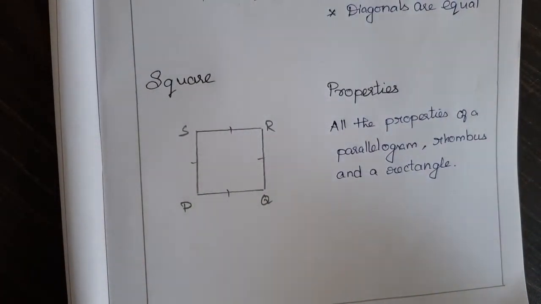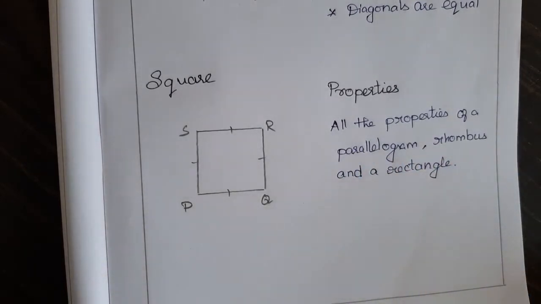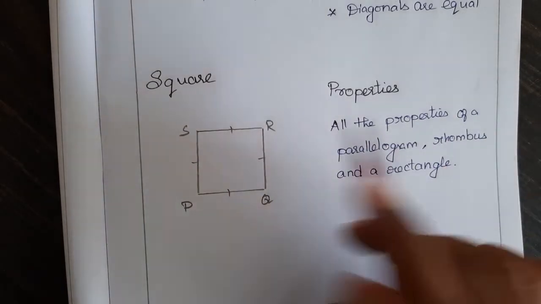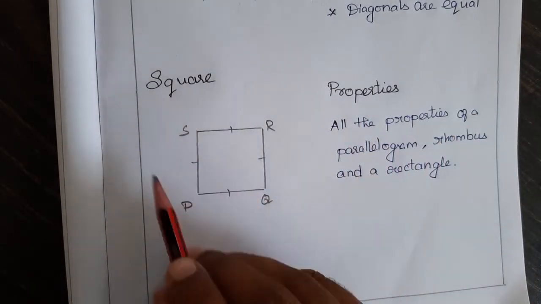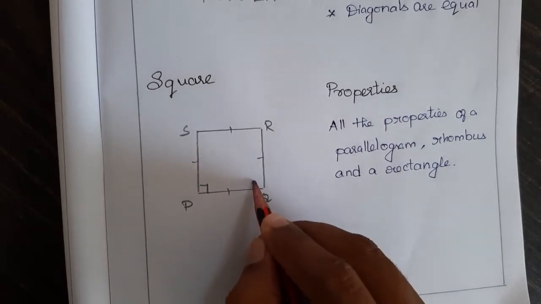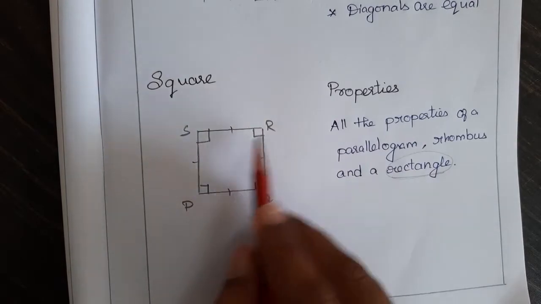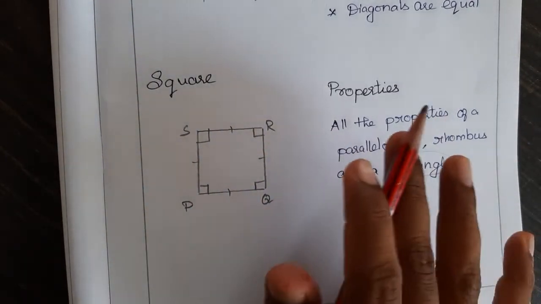It's a square. The properties are all the properties of a parallelogram, rhombus, and rectangle. It says all sides are equal or opposite sides are equal. If all sides are equal, surely its opposite sides are equal, right? And all angles are equal, and all angles are also 90 degrees, which is stated in the rectangle. So opposite angles are also equal. All angles are also equal.